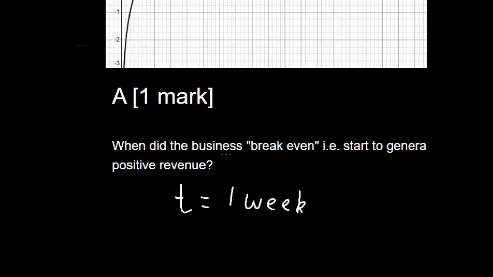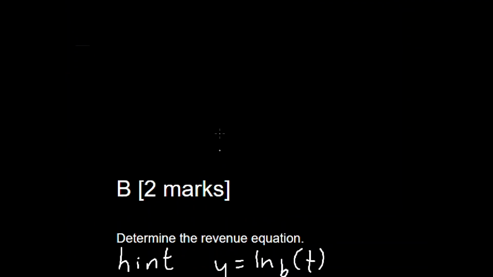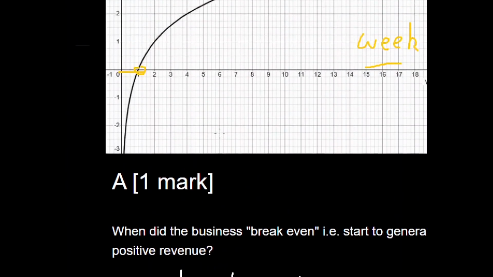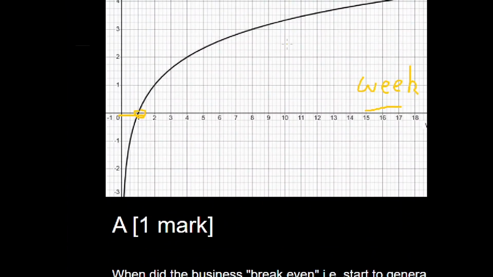week. Okay, now the next one here is asking us to determine the revenue equation, and we're also given a hint. The hint is that it's going to be in the form of y is equal to log base b of t. So what we're going to have to do is look at this graph here and get some key points. So it's a non-calc question. We're going to have to extract the key points from here.